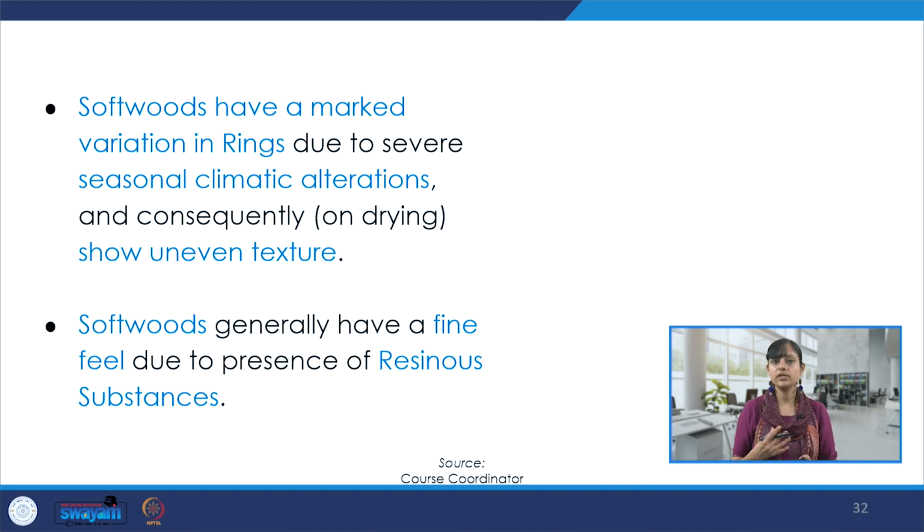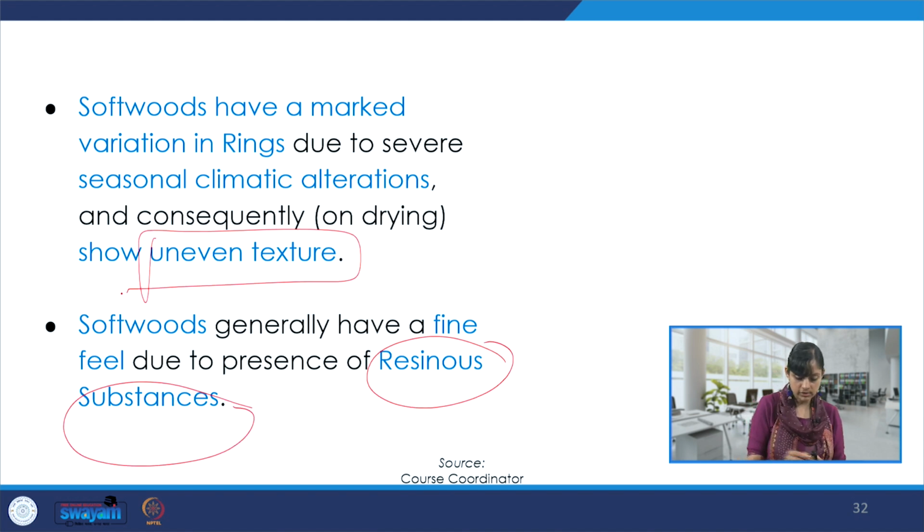Softwoods have a marked variation in rings due to severe seasonal climatic alterations, and consequently on drying they show uneven texture. Softwoods generally have a fine feel due to the presence of resinous substances. So uneven texture generally and resinous substances, and because of that a fine feel. These are characteristics of softwoods.